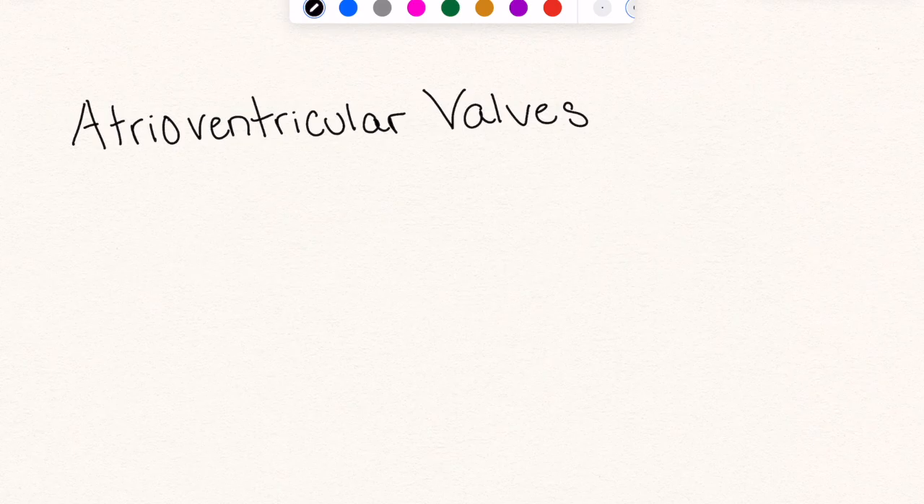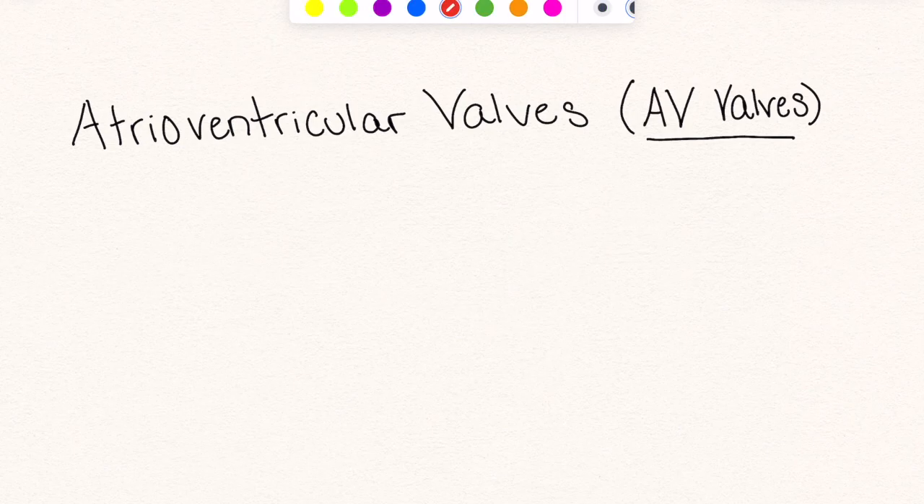In today's video, we are going to be looking more closely at atrioventricular valves, which you can abbreviate as AV valves. The atrioventricular valves are located between the atrium and the ventricle. We have two atrioventricular valves.